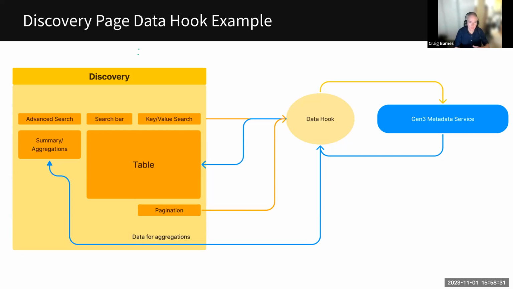The data hook would take not only the current table pagination information, but also what's in the search bar, the key value search, and the advanced search as inputs. Go request the data from the metadata service, bring it back, transform it in any ways it needs to, maybe doesn't need to do anything at all, aggregate any data for data aggregations so those can be displayed, and then provide all the remaining data to the table. And so that way it opens up the ability to do a lot more with your data than you could do before. Next slide, please.